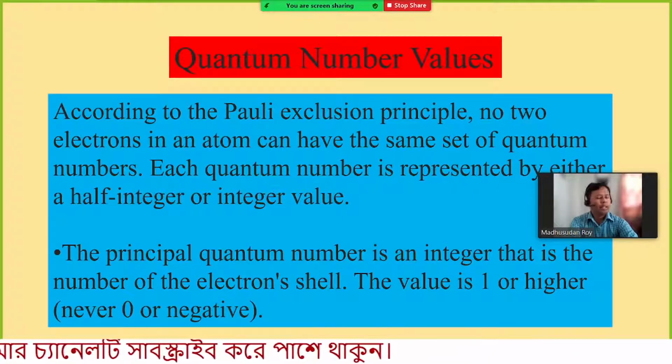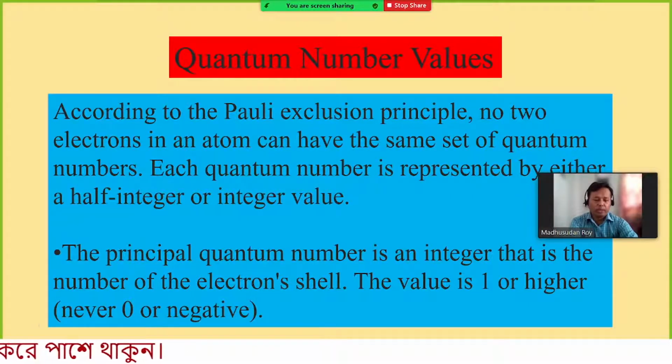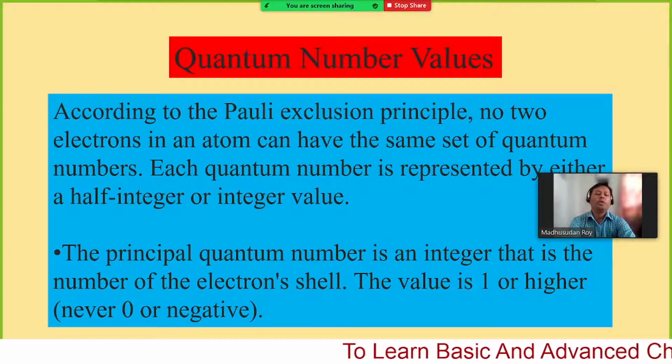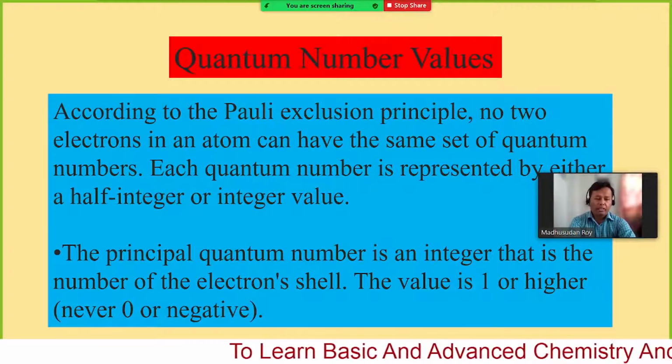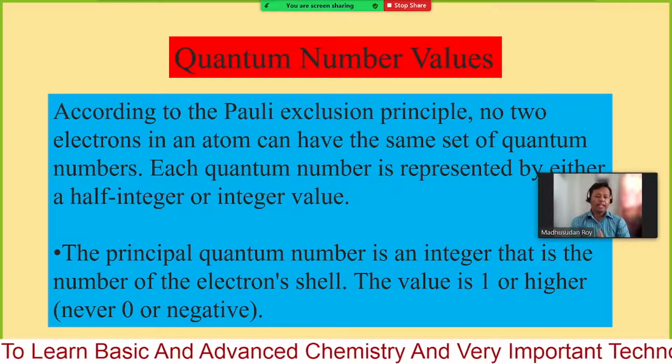Principal quantum number can never be zero, because if it could be zero, then the electron would come to the center and overlap with the proton and neutron. So there is no way that the principal quantum number can have the value 0. It will have the value 1 or more than 1, so it is an integer value.